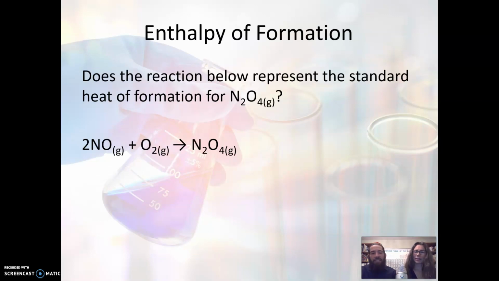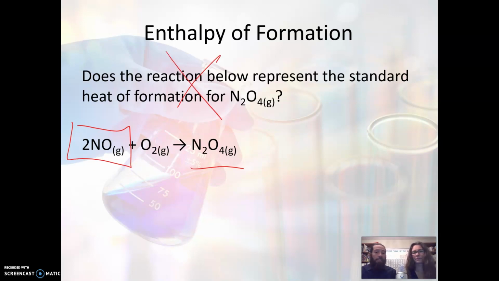Now this is something you might have to do. You might have to write the enthalpy of formation of a reaction, or you might have to determine whether a reaction represents a standard enthalpy of formation reaction. So the reaction given does produce 1 mole of N2O4. This is good. But notice that the reactants are not elements. We have a compound in there. So this does not represent the standard heat of formation for N2O4.